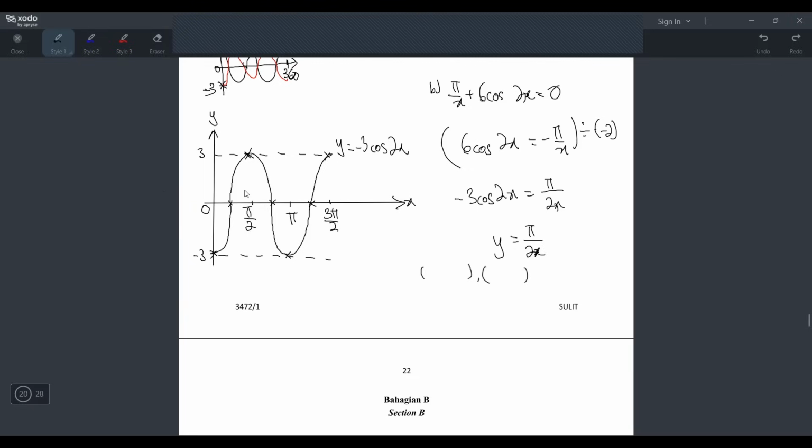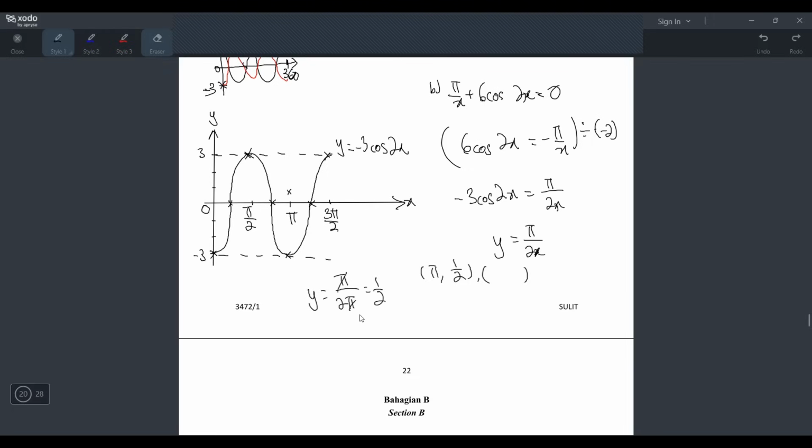Okay, then let's try with another point. Let's try with pi. So if I try with x, I substitute pi, what happens is pi over 2 pi. Cut, left with 1 over 2. So this point can be plotted, pi, 1 over 2. Where is it? This is 3, so roughly here 2, here 1 and then here negative 1, negative 2. So pi, 1 over 2 is like 1 half. So roughly here, right?